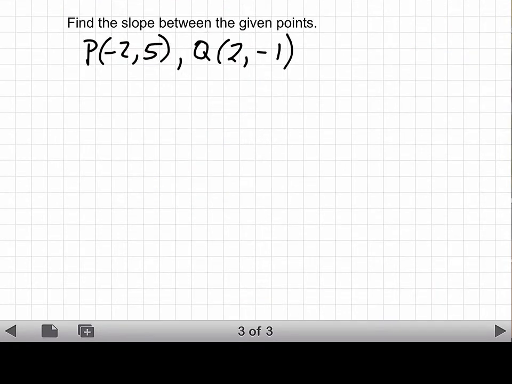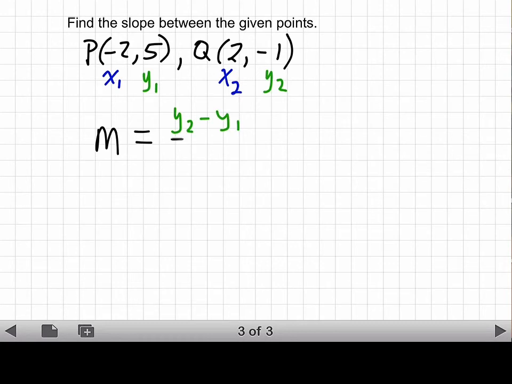Here's what I'd like for you to try on your own. Find the slope between P, which is (-2, 5), and Q, which is (2, -1). For P, I'm going to label -2 as x1 and 5 as y1. For Q, I'm going to label 2 as x2 and -1 as y2. And remember, slope is y2 minus y1 divided by x2 minus x1.